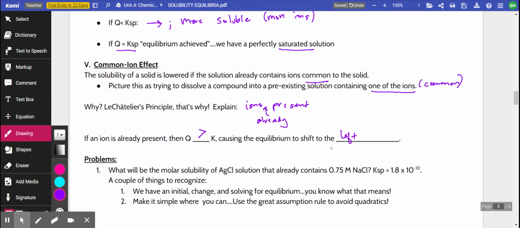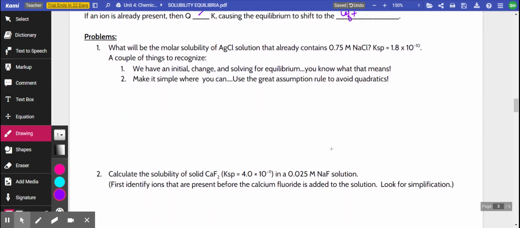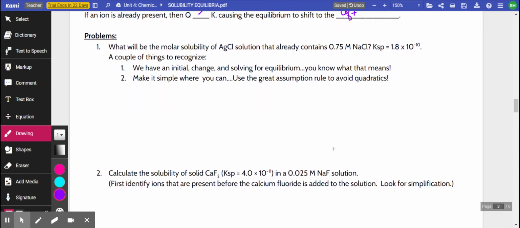Okay, so how does this look in solving solubility problems? If you want to know the concentration of the ions at equilibrium when you already have a common ion. Well, it says what will be the molar solubility of silver chloride if the solution already contains 0.75 molar sodium chloride, and it gives us the solubility product constant of silver chloride. So I can see that this silver chloride is being dissolved into a solution that already has sodium chloride. Here is my common ion.